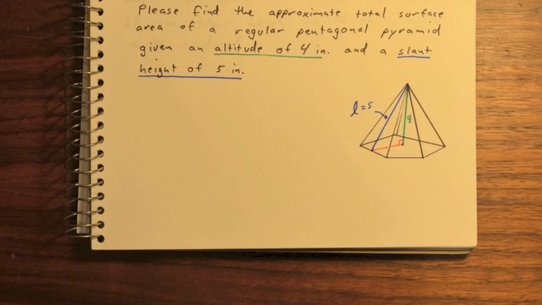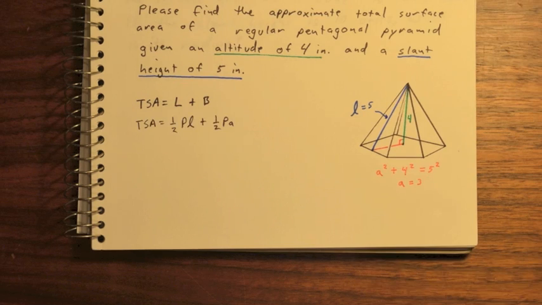So first off, take a look at the triangle drawn in with the red, green, and blue sides. The red segment represents the apothem. So apothem, height, and slant height will make a right triangle for us. Now we want total surface area. So that's lateral area plus the area of one of the bases. So 1/2 times perimeter times slant height plus the area of a pentagon, 1/2 times perimeter times apothem. We can find the apothem using the Pythagorean theorem. That's 3.